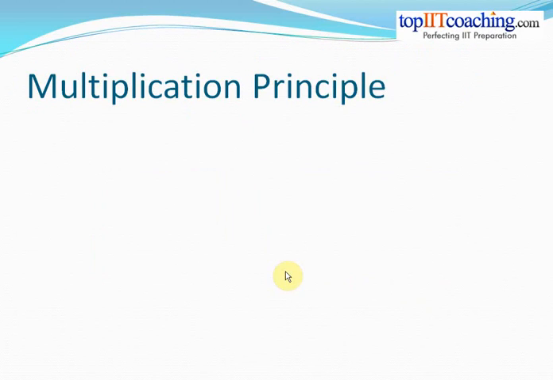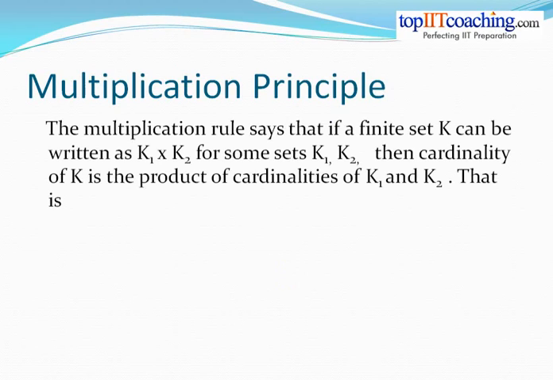Let's look at the second principle of counting, that is the multiplication principle. The multiplication rule says that if a finite set K can be written as K1 cross K2 for some sets K1 and K2, then cardinality of K is the product of cardinalities of K1 and K2. That is, cardinality of K1 cross K2 is equal to cardinality of K1 into cardinality of K2. Now what is cardinality? Cardinality is nothing but the number of elements in a particular set.